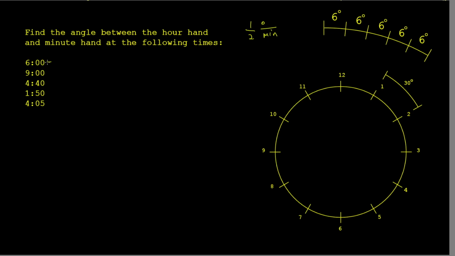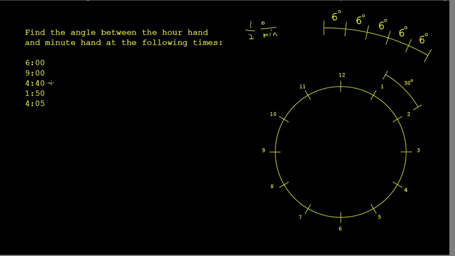So we're going to do an easy one first, 6 o'clock. So at 6 o'clock, the hour hand points straight down to the 6, and the minute hand points straight up to the 12. Let's pretend that I did that completely to scale. That is a straight angle. That is 180 degrees. Let's do a slightly harder one, but still pretty easy. Let's do 9 o'clock. At 9 o'clock, the hour hand points to the 9, and the minute hand points straight up to the 12. So there are 30, 60, 90 degrees. That is a right angle, 90 degrees.